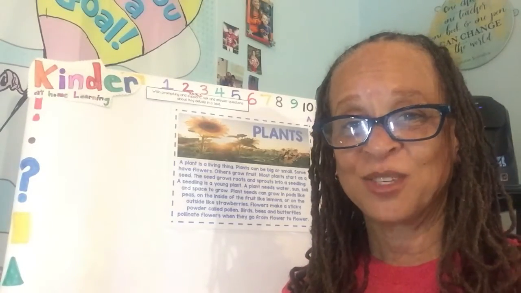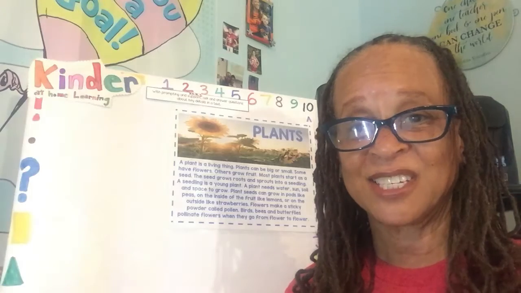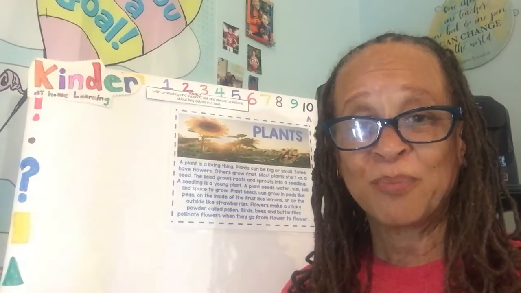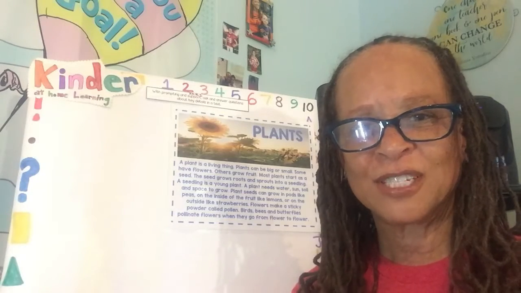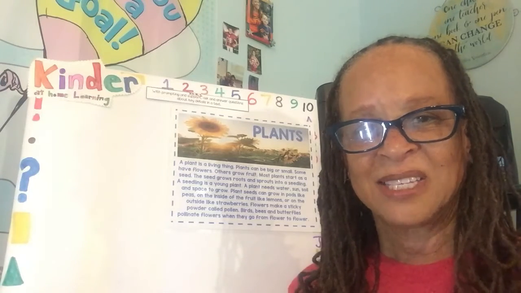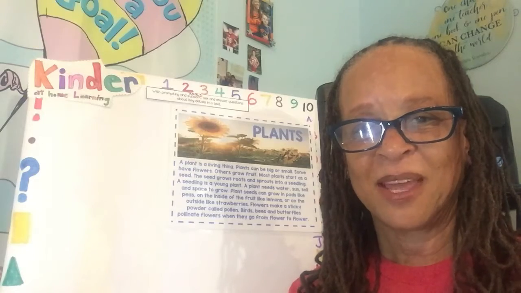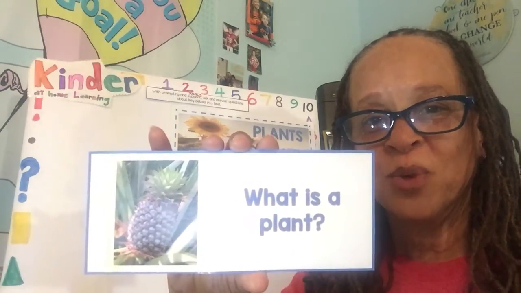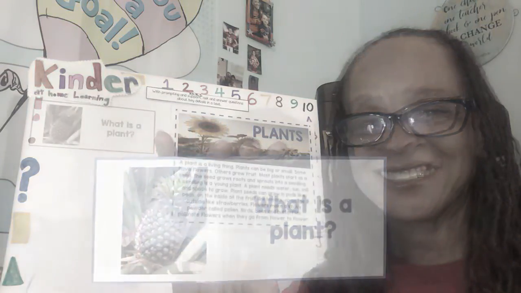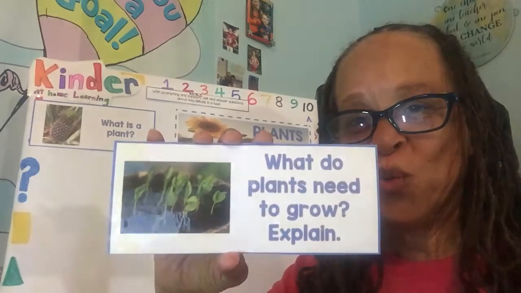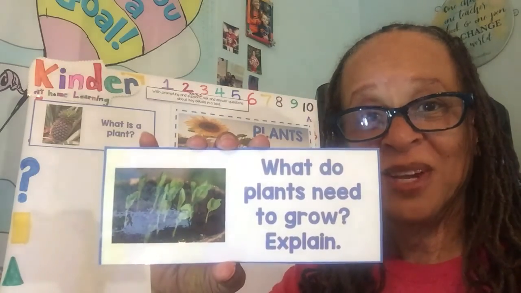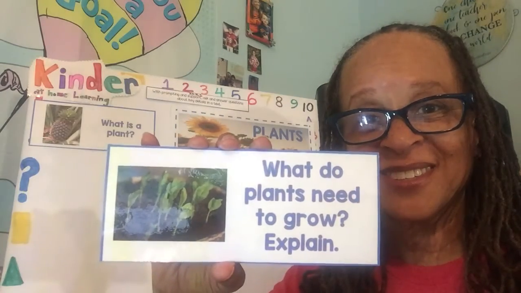Now I'm going to ask you some questions about the text that I just read. I want you to think about the question and then pause and have a conversation with your family member to answer these questions. My first question is, what is a plant? What do plants need to grow? Explain your answer.